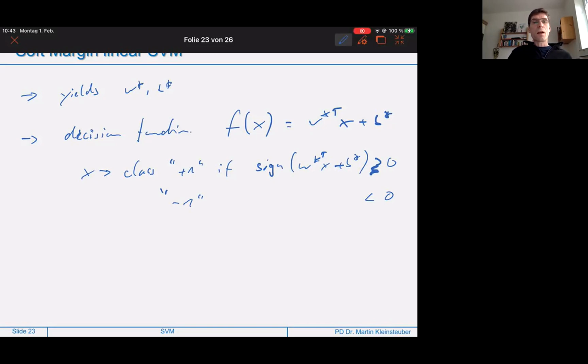Okay, so there are now two extensions to that idea. The first extension is how can we cope with it if the data is not linearly separable? That will lead us to some additional constraints, which will lead us to soft margin linear support vector machines.